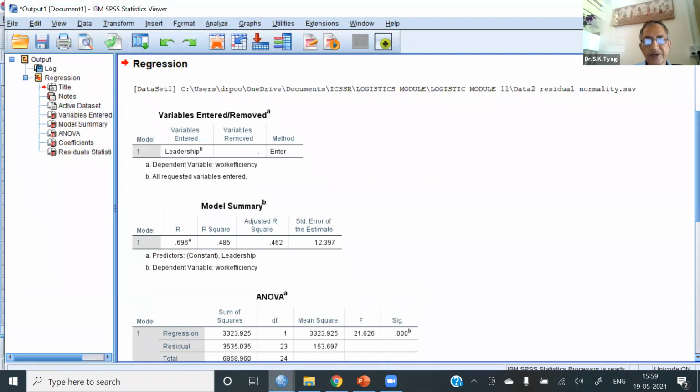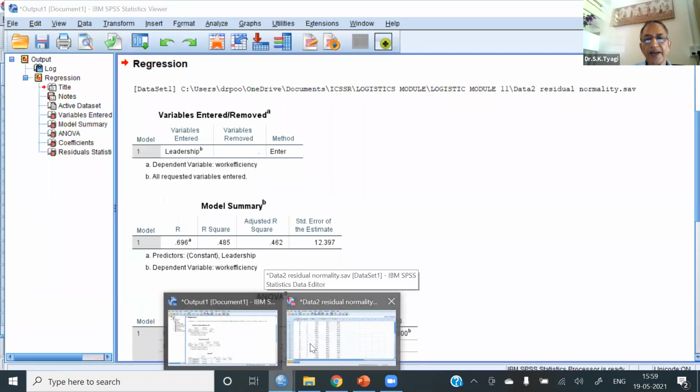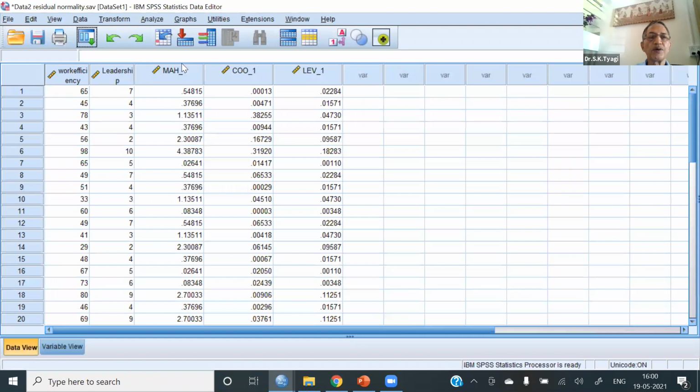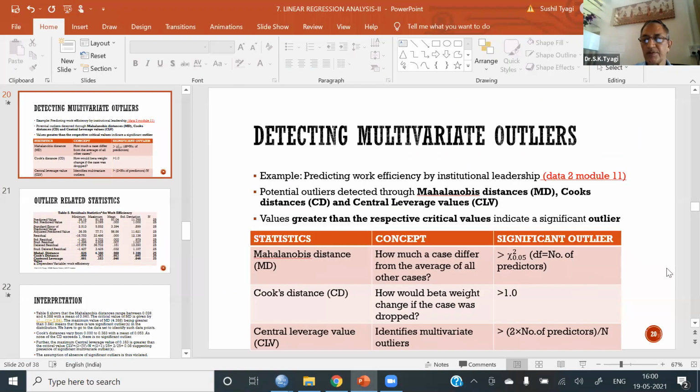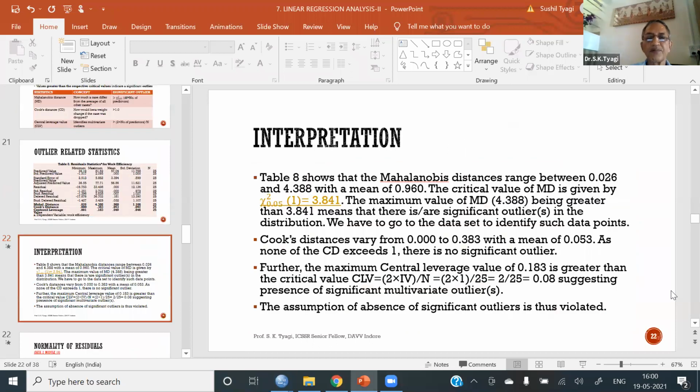So we get the output, but look at the data. In the data, we have these three columns added: Mahalanobis distance, Cook's distance, and central leverage value. So we have one Mahalanobis distance for each data point. Now we will see which one is an outlier, and the criterion is a value greater than, let me come to the interpretation.